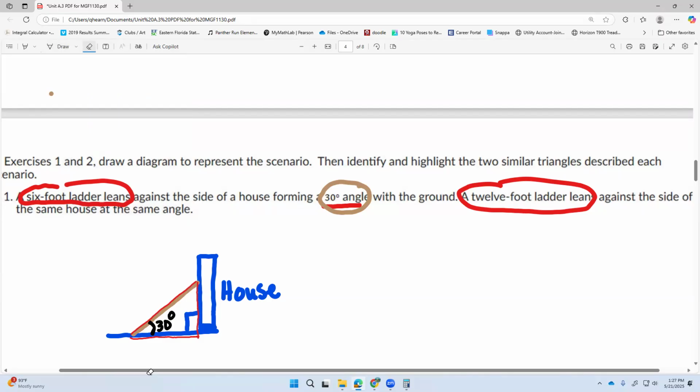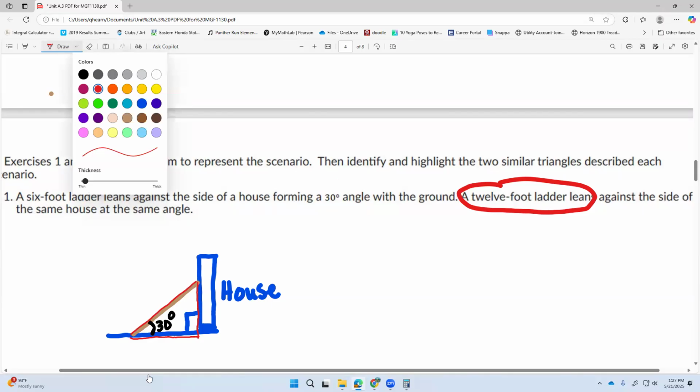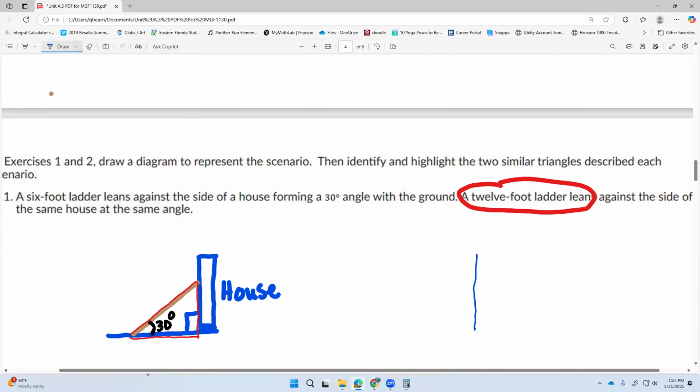Now I'm going to worry about the 12-foot ladder. So it's going to be a very similar diagram, except it's a longer ladder. We're still going to have the house. We're still going to have the right angle with the ground.